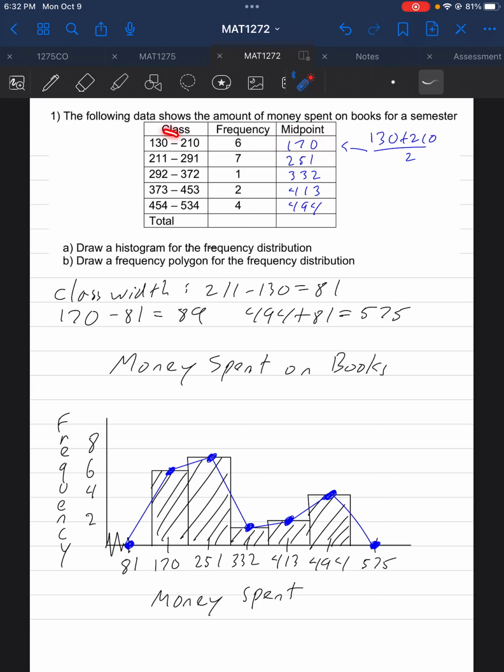First thing you'll need to calculate is the midpoint for each class. That means you take the endpoints, 130 plus 210, divide by 2, and that gets you 170 for this data.